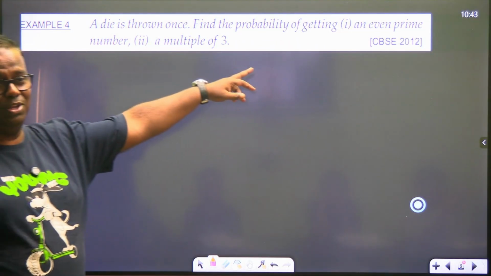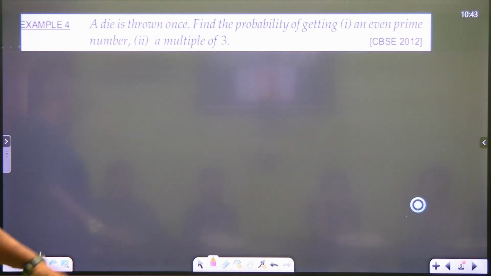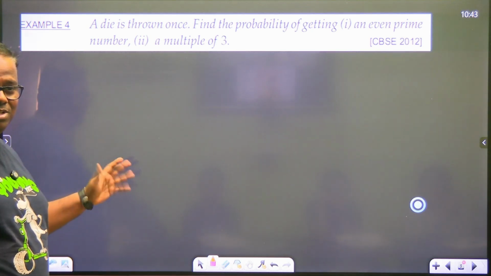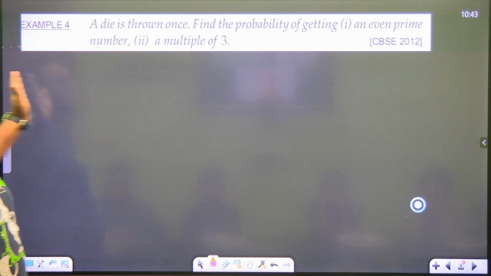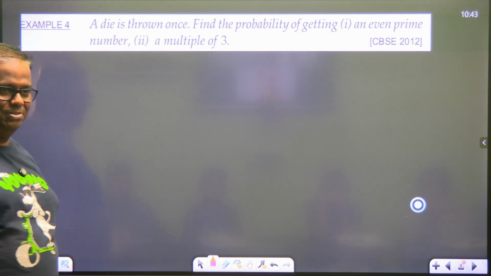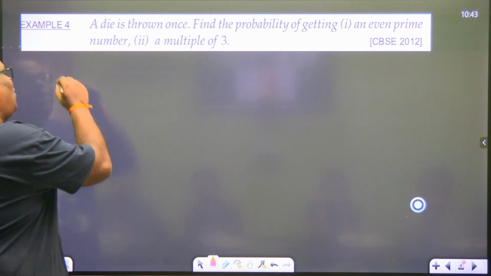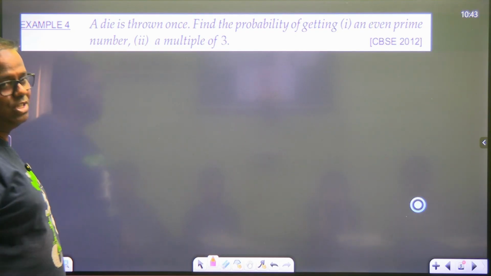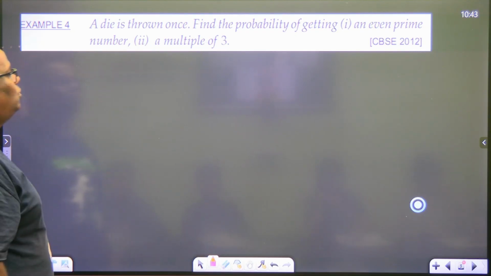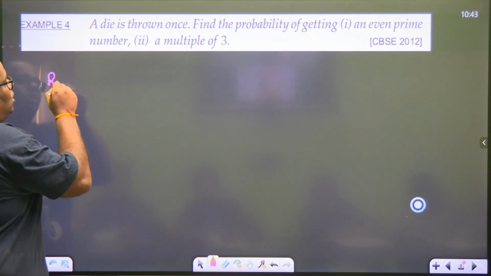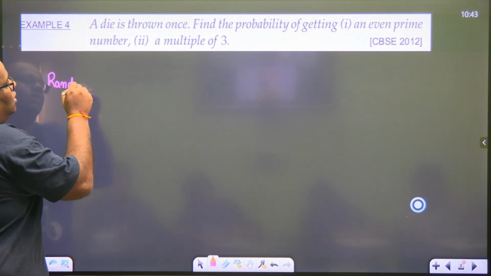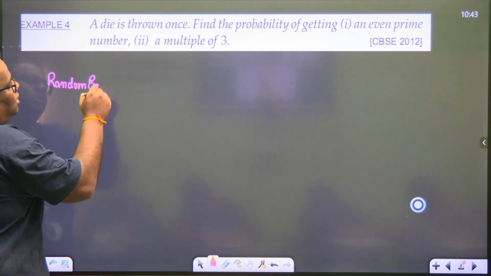CBSE 2012. This is a board paper question. You're doing grade 10 problems now, and none of them are grade 8 problems. Now your grade 8 problems will become easier. Can you give a try now? Since you have seen it done, now I want you to try. Take your pencil and paper. The question is all about dice. What do you write first? What is your random experiment?